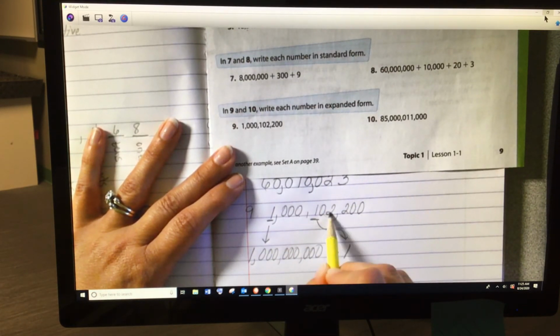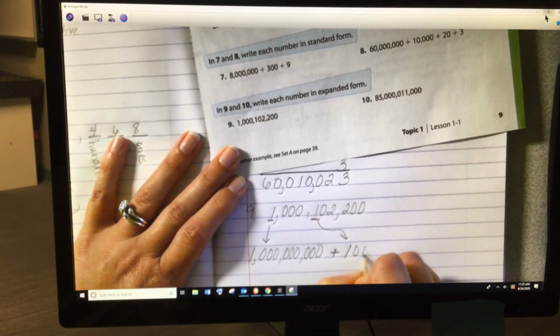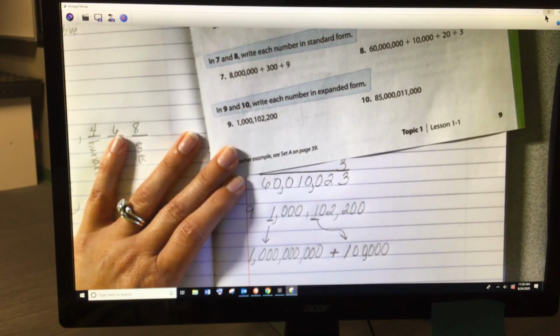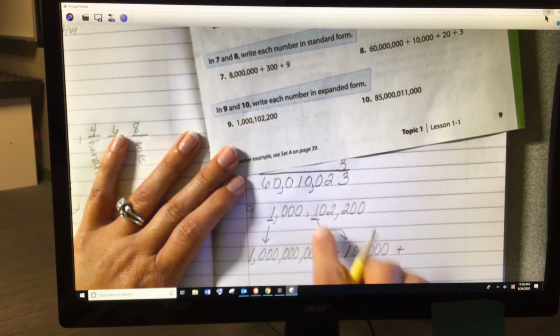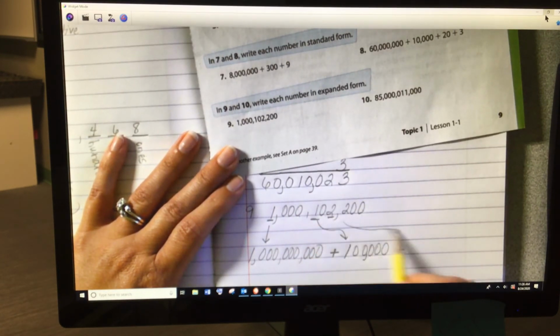Well, 1, 2, 3, 4, 5. So count 1, 2, 3. So put our comma. So 100,000 plus, okay, we have that 0 again, so we're not going to write it. Now we're going to our 2. All right, so our 2 now.